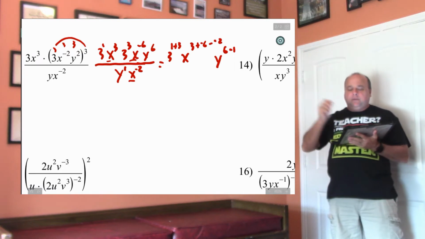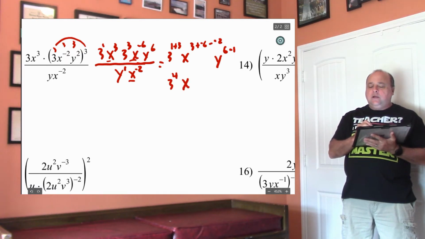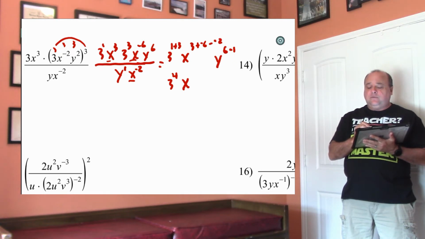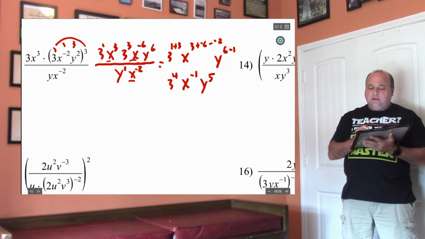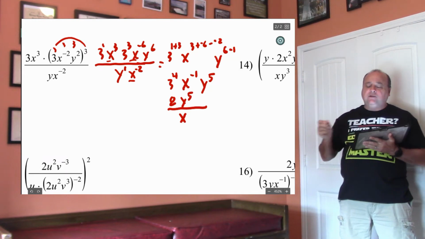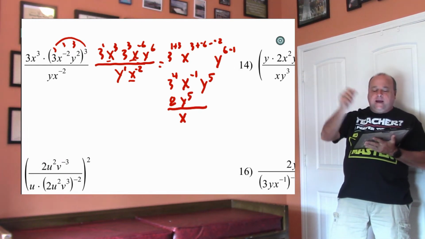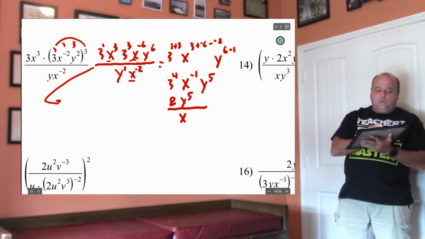Okay, now then I'm going to simplify. I'm going to get 3 to the 4th x. 3 minus 6 is negative 3, plus 2 is a negative 1, y to the 5. So this 3 to the 4th is 81. 81, the x goes to the bottom, the y stays on the top. Now then, let's go back and go from right here backwards.